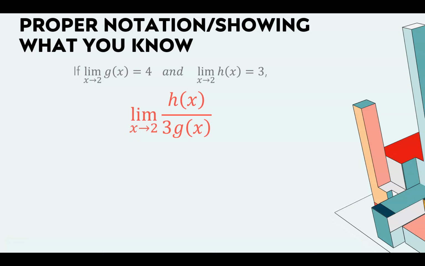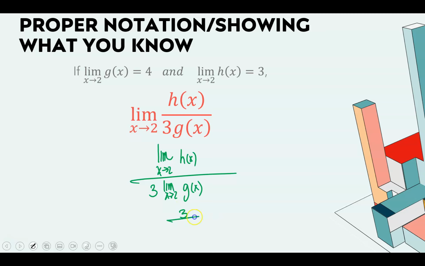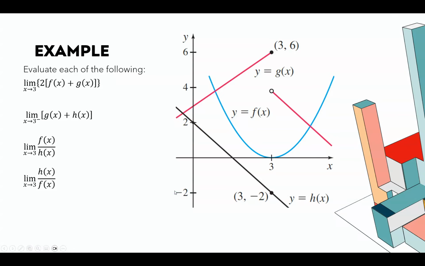Alright, hopefully we're getting the hang of this. Limit as x approaches 2 of h over 3g. We're going to rewrite the limit as x approaches 2 of h over 3 times the limit as x approaches 2 of g, which means we can write 3 over 3 times 4, and I suppose you could simplify, but that's not really a big deal.